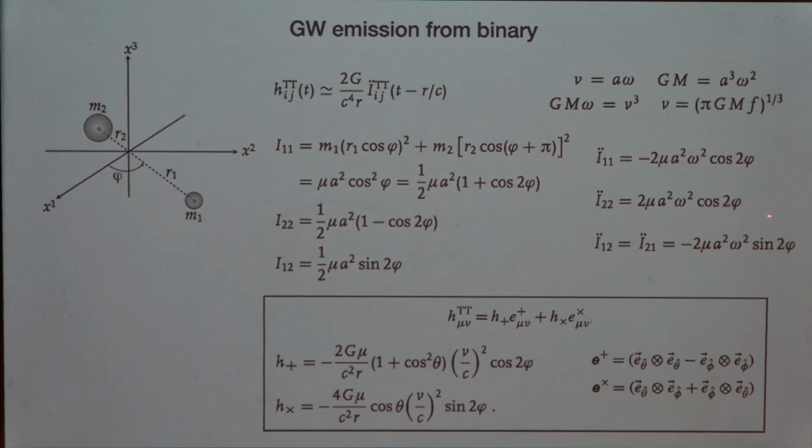Then you take a second derivative, you project it to TT gauge, and you get this classic form for the gravitational waves, where there's a velocity squared. It's the simplest way. This is the distance to you. In a cosmological context, it would be luminosity distance. The constant of proportionality here is the reduced mass.